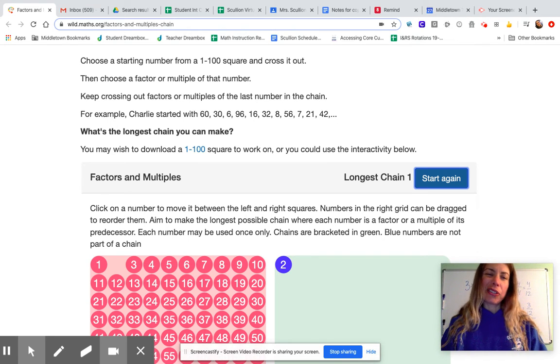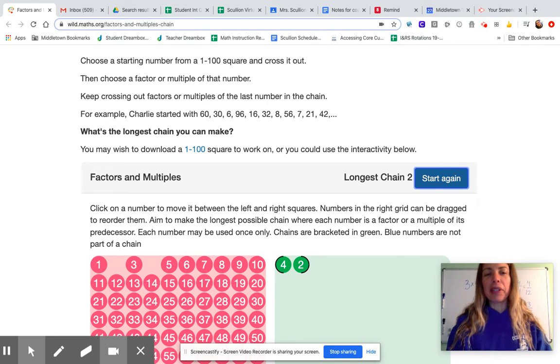Again, I'm going to start off simple, so I'm going to drag over a 4. I'm going to attach them. And see how they turned green and they're in these black brackets? That means my chain right now is 2. Now I have to attach another number to this 2. The other number that I attach has got to be either a factor of 2 or a multiple of 2.